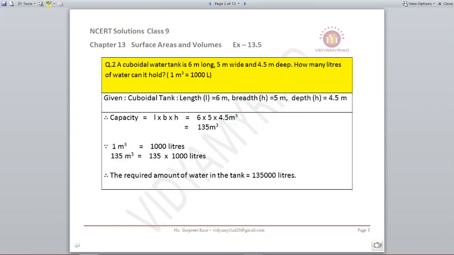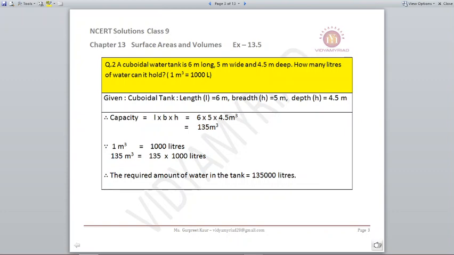Question number 2. A cuboidal water tank is 6 meters long, 5 meters wide and 4.5 meters deep. How many liters of water can it hold? And they are telling us that 1 meter cube is equal to 1000 liters. Since the question is in meters, first let us find out its capacity or the volume of the cuboidal tank. By putting in L into B into H, it comes to 135 meters cube.